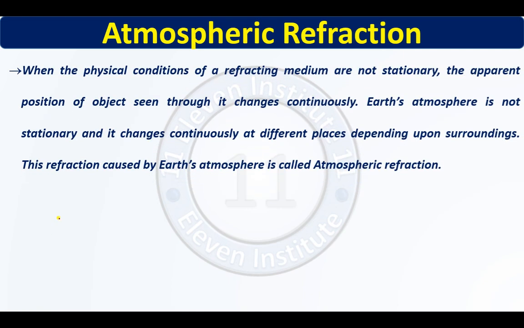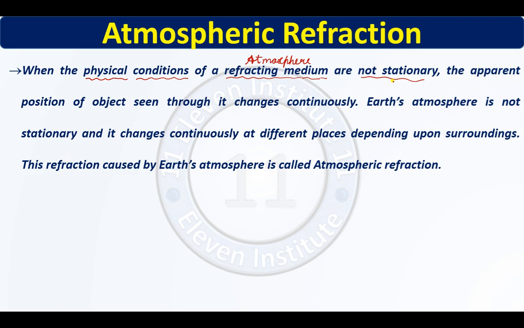Now let us read. When the physical conditions of a refracting medium are not stationary, right? These words are important: physical conditions of refracting medium are not stationary. Here, instead of refracting medium, we can take the example of atmosphere. The physical conditions of the atmosphere are not stationary. So now this is quite clear. The atmosphere is not stationary. It is constantly changing.